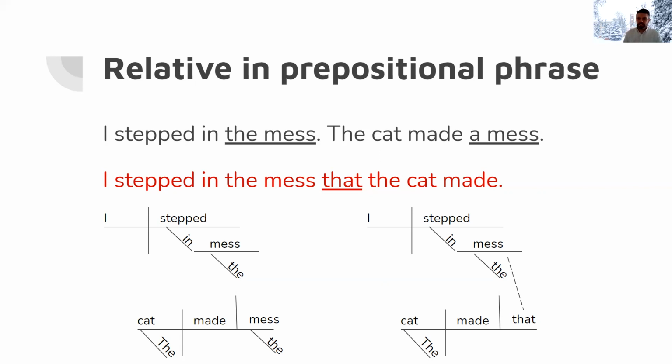So if we were to diagram the two sentences separately, we get I stepped in the mess and the cat made a mess. But what we want to be able to do here is replace that second mess with that, okay? The cat made that. And so when we do that, we would get I stepped in the mess and the cat made that. But then we take that, we put it at the front, and then we put that whole clause right after the thing that it's describing, which is the mess. And we get I stepped in the mess that the cat made. And we can see that in our diagram here, okay? In that prepositional phrase of in the mess, the word mess is being connected by that, which is the relative pronoun that appears at the end of the phrase, the cat made that.